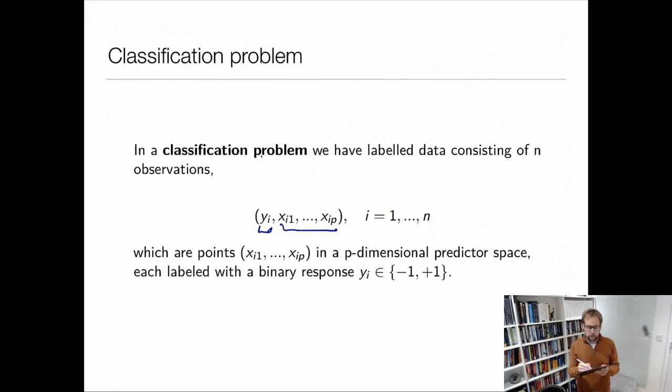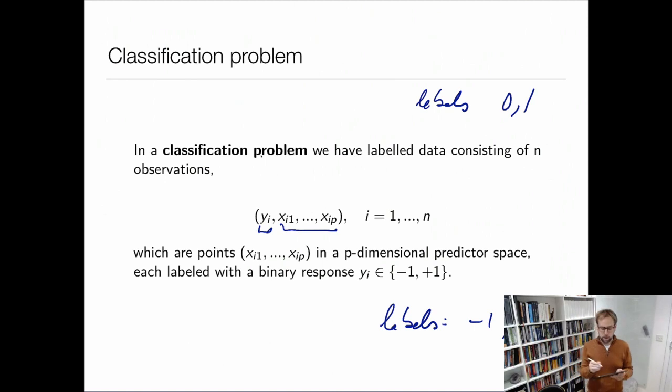Before we used 0 and 1 for the labels, usually for like no spam and spam, no cancer and cancer. Here we like to use -1 and +1 instead for the labels. In principle, we could choose any numbers for the labels.